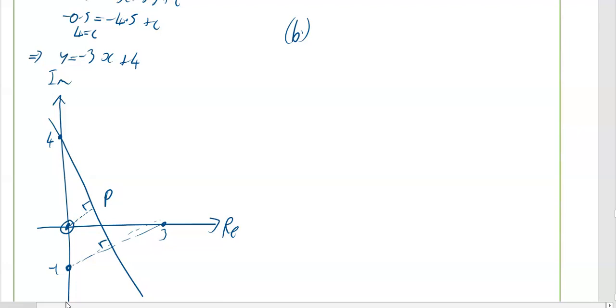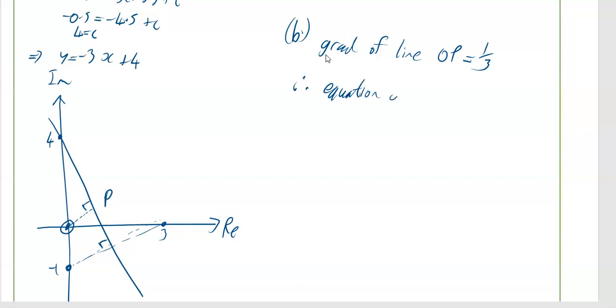Okay, what do we know about O and P? We know it makes it perpendicular. So we'll say the gradient of your line OP is equal to positive 1/3. And that means therefore the equation of OP, because it goes through the origin, is going to be y is equal to 1/3 x. There's no intercept, as the intercept really is 0.